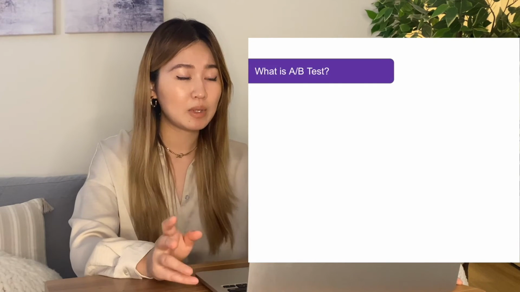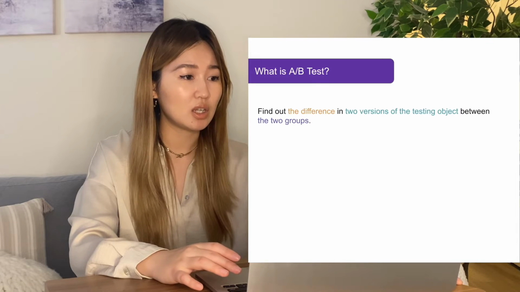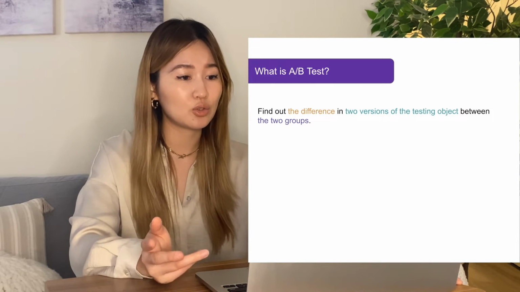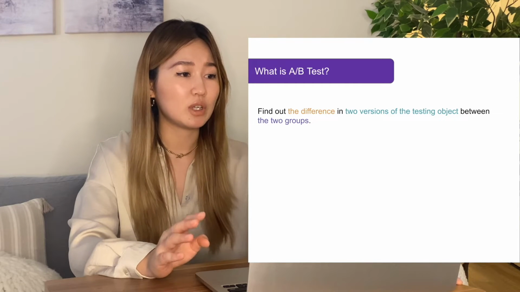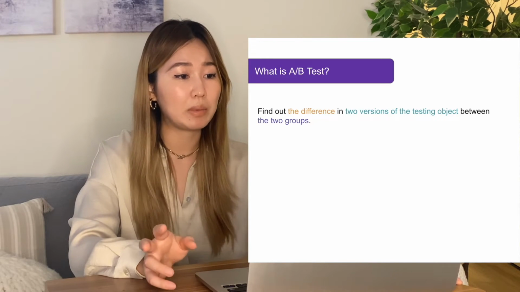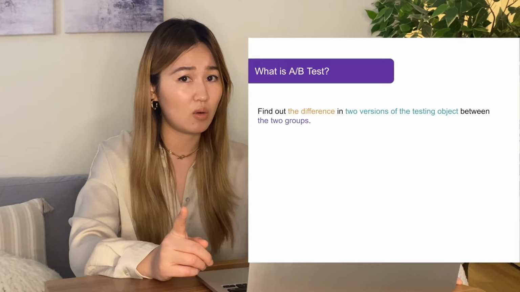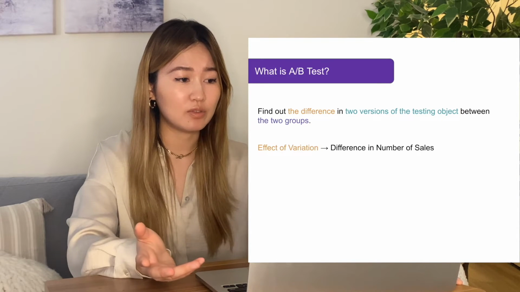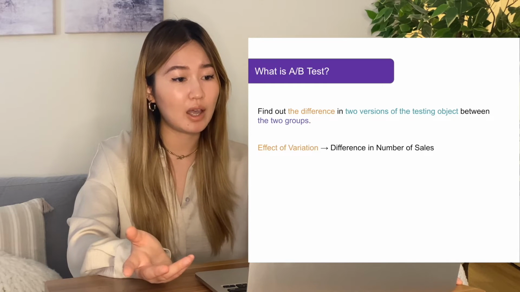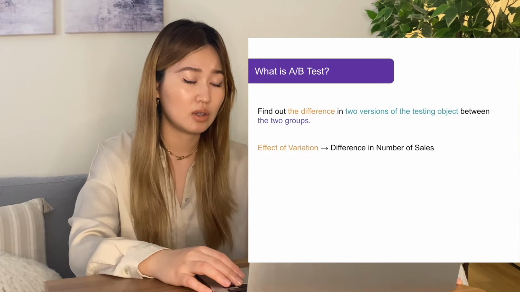So oftentimes we're looking at lift test versus the A/B test. What's the difference between the two? A/B test, their definition is to find out the difference in two versions of the testing object between the two groups. So the difference between A/B test and the lift test is really about, is it one variation or two variations? So the effect of variation is the same. We're looking at the difference in numbers of sales.